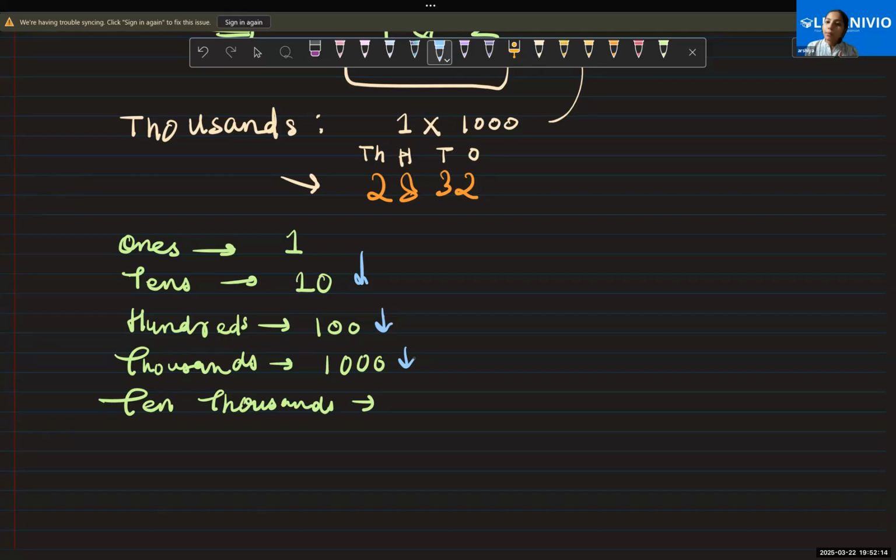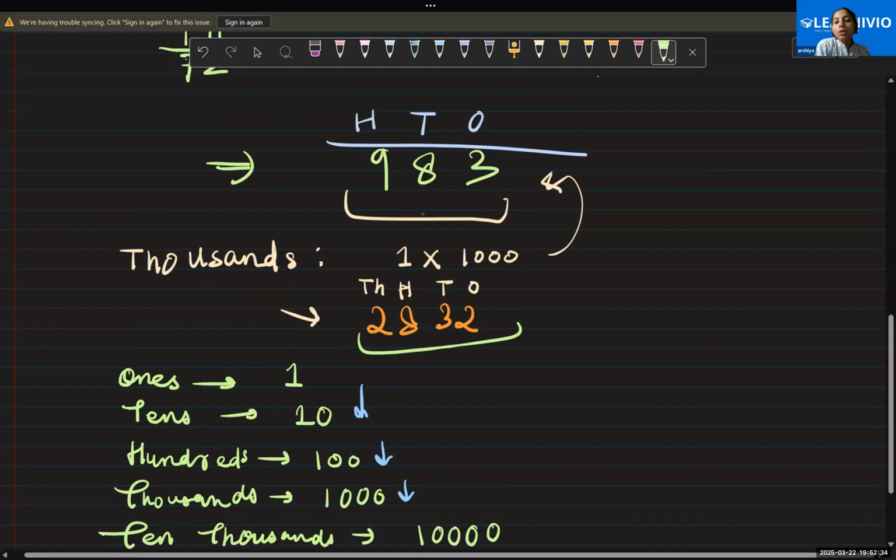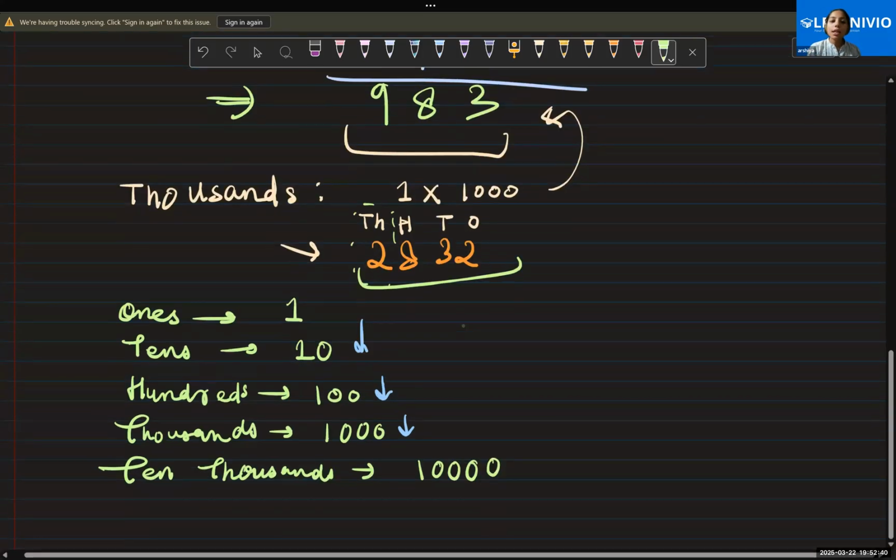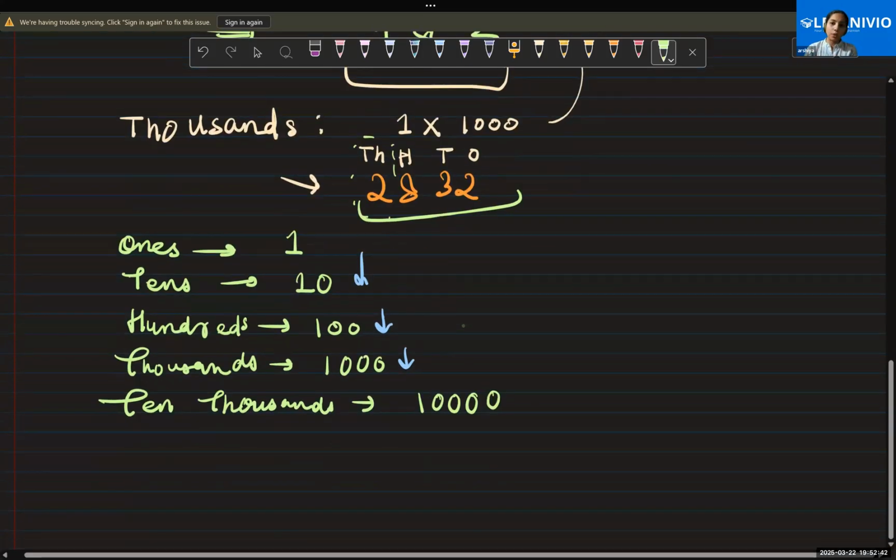So again, I'll do the same thing. I will add just one more zero. So how many zeros will there be? There'll be 4 zeros. So 1, 2, 3, and 4. Now this is 10,000s. Simple. Just increase one more zero. And this whole thing will remain the same, right? You understood till hundreds, but then I just added one more number and I wrote the place value, but the concept was the same. So the same thing will be for 10,000s as well.